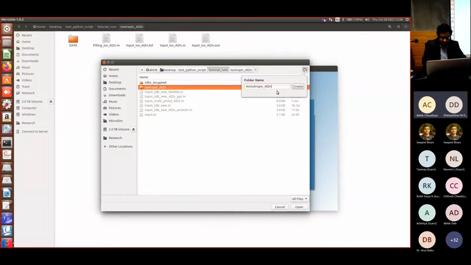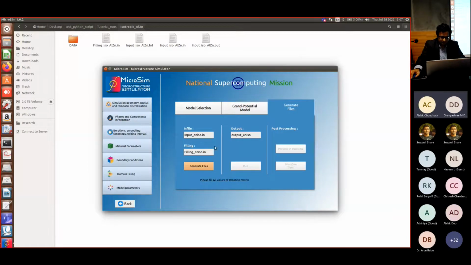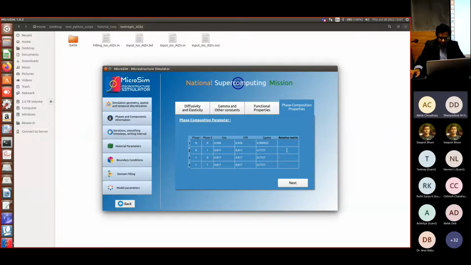Okay, open. Okay, so now it asks for all values in the rotation matrix because that is not there in the previous case. It was isotropic, so the rotation matrix was not required. So we have to go back and check the material parameters which are there in the rotation matrix. Okay, so we need to put in this value, which is the 0, 1 interface. So I've given a 45-degree rotation. So this gets written over here.